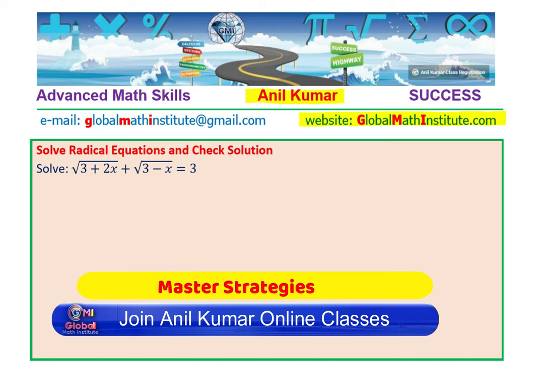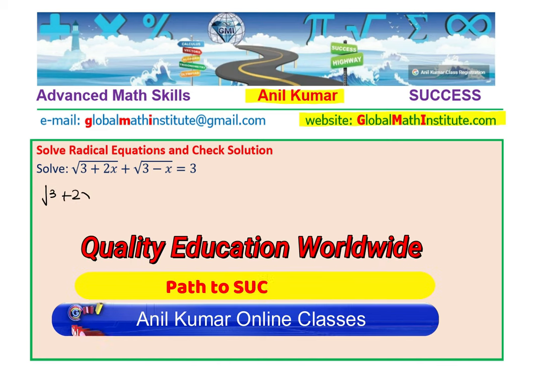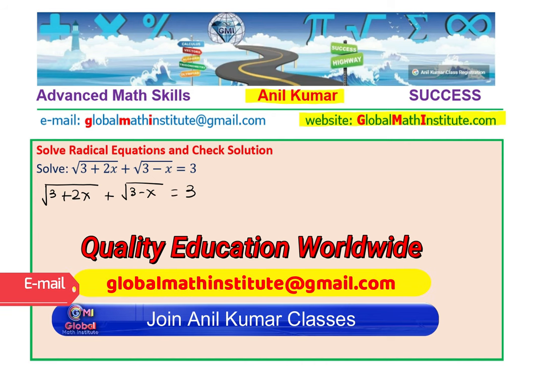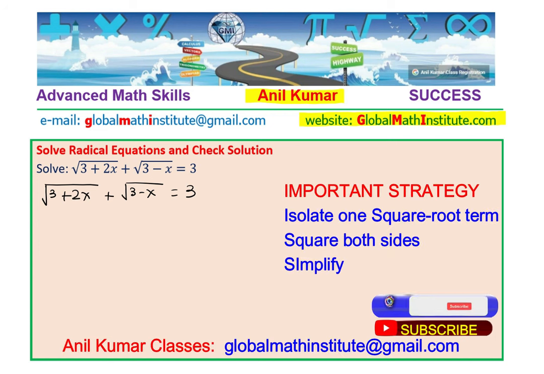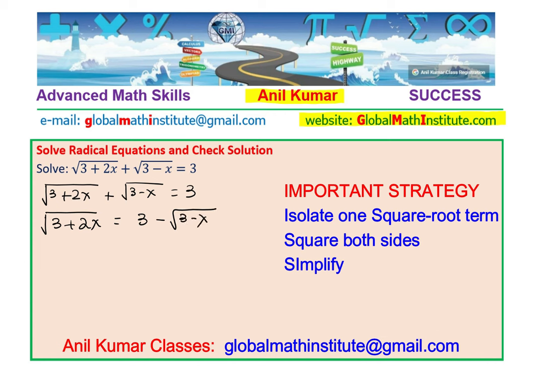So let's begin by copying the question, which is square root of 3 plus 2x plus square root of 3 minus x equals 3. The first step should be to get rid of at least one square root. So we'll keep one term on the left side, which is square root of 3 plus 2x, and take the other to the right side. So we get 3 minus square root of 3 minus x. And now we'll square both sides.